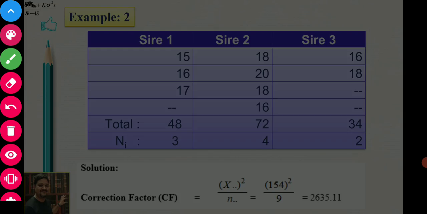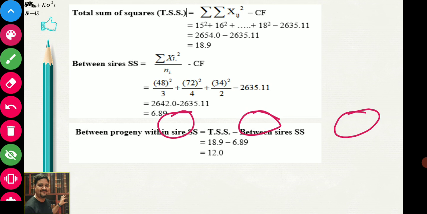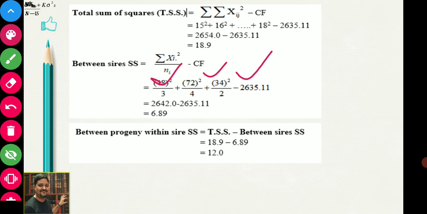So what you have to do, you have to square the 48 square, 72 square, 34 square divided by respective number of progenies 3, 4 and 2, and you subtract by the correction factor. So you will get the between sum of square as 6.89.